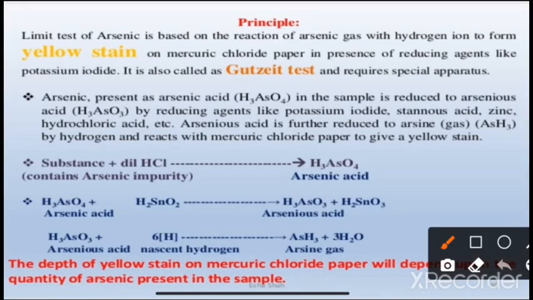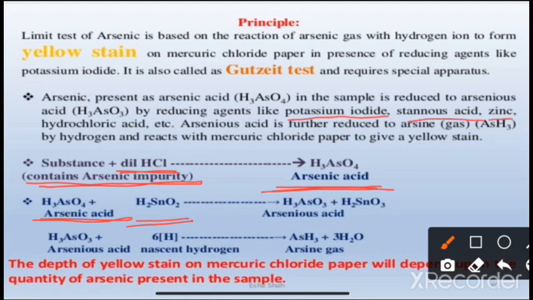In the principle of arsenic limit test, the sample containing the impurity of arsenic is treated with dilute HCl. It produces arsenic acid, which is pentavalent. Then this arsenic acid is treated with reducing agents like stannous chloride or potassium iodide; zinc and hydrochloric acid are other reducing agents used to treat arsenic acid. This arsenic acid is reduced by the reducing agent to form arsenious acid. This arsenious acid is trivalent.